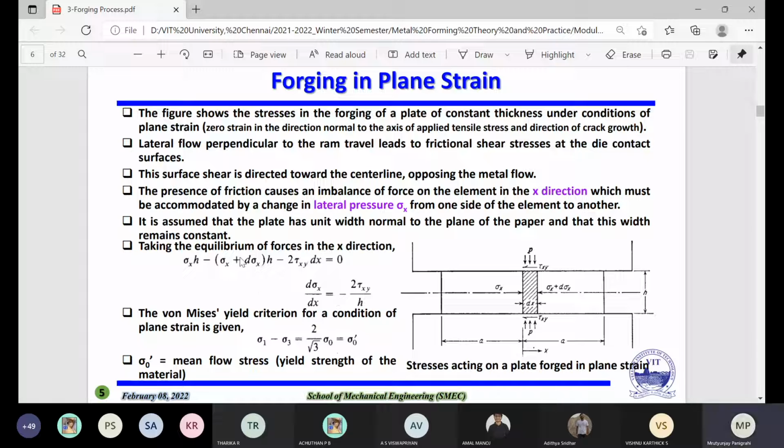Okay, what you will do in the left hand side, whatever the h value you have, this h you can divide here, minus 2 tau xy dx by h. And this portion will go to the right hand side, sigma x h minus sigma x plus d sigma x, because you have to open the bracket here. If you will not open the bracket, then you cannot find. You have to open the bracket, then move the total side to the right hand side.